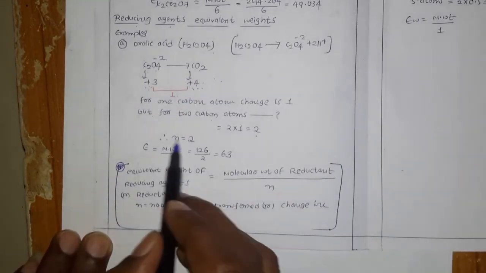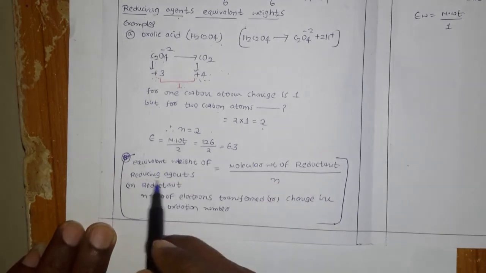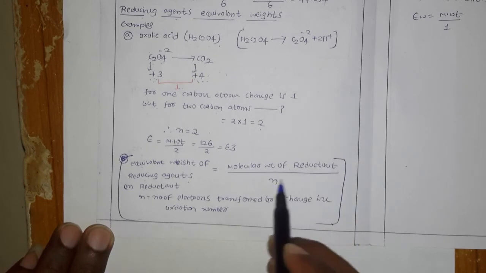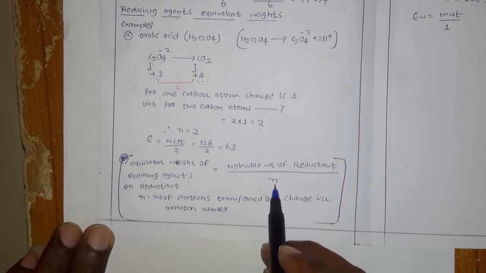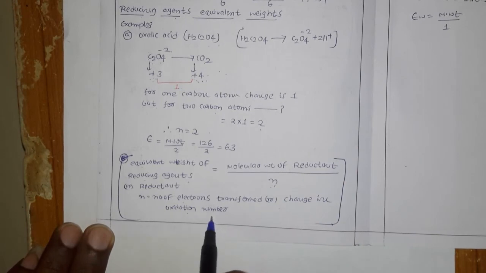Okay, so here the total change N is equal to 2. Similarly, the equivalent weight of the reducing agent is again the molecular weight of the reductant divided by the N. So what is N? Again, the number of electrons transferred or involved in the oxidation.